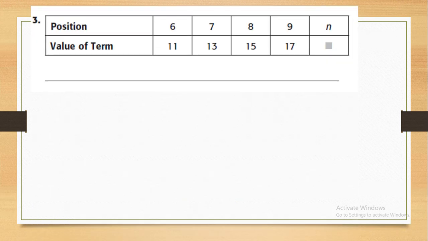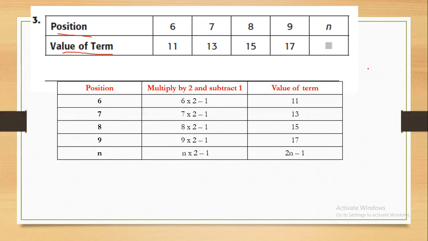Let's see example 3. So here we have position, the value of term. 6 became 11, 7 became 13, 8 became 15, 9 became 17, and we want to know what n will be. Come on, habibi, think about it. What are we gonna do here? Tell me. Yeah, good job. So here we multiply by 2 and subtract 1.